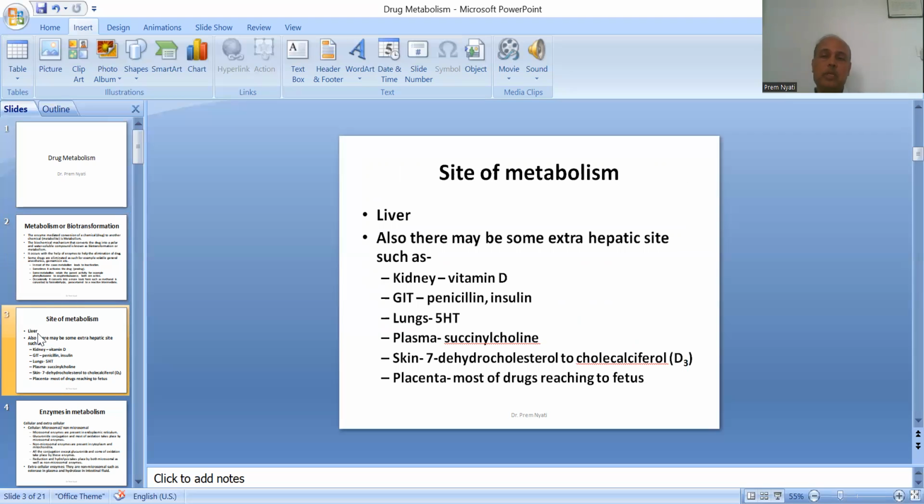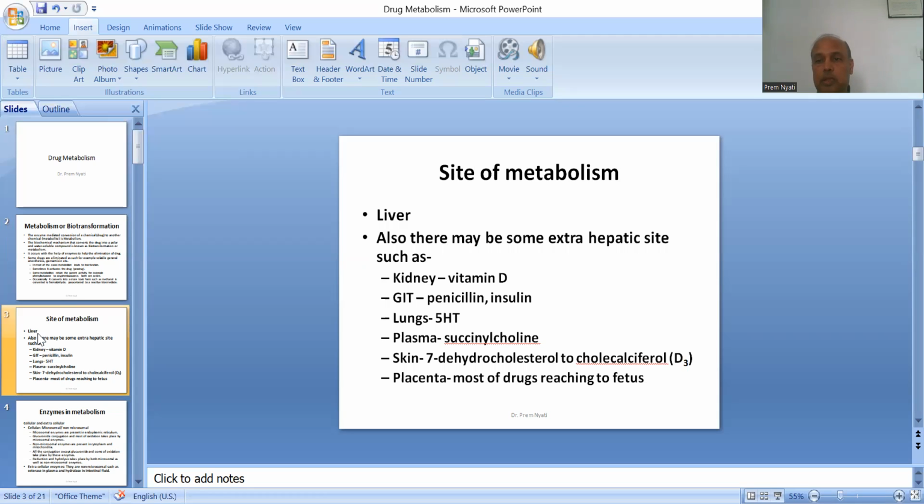So we have seen that metabolism is to help in the elimination of the drug. It may inactivate the drug. Sometimes there is activation of the drug. Sometimes the parent activity is retained and sometimes it may convert it to a toxic component. The major site of metabolism is the liver. Besides the liver, there can be some extrahepatic sites such as kidney, for example vitamin D, from GIT, like penicillins, insulin.